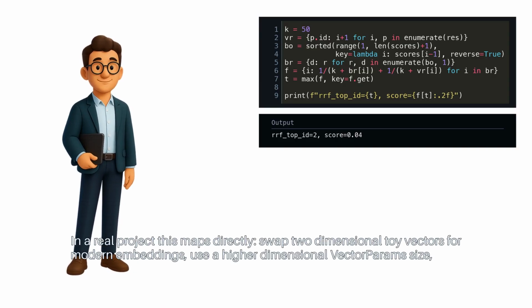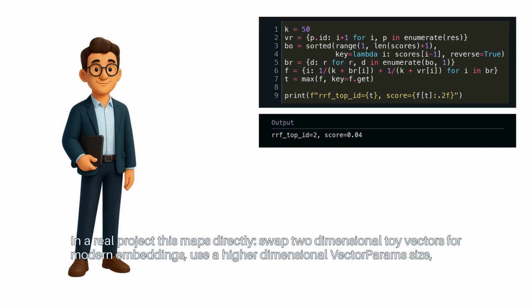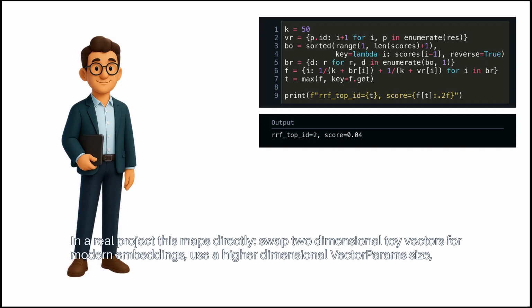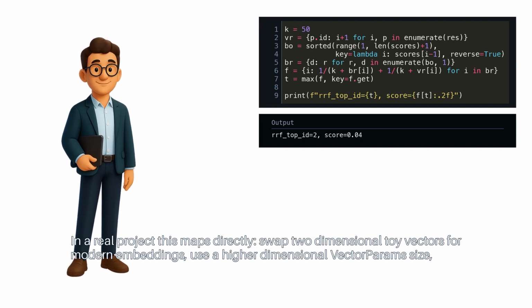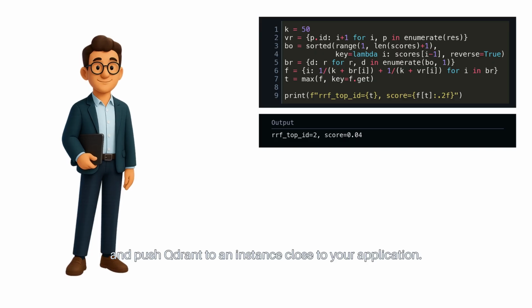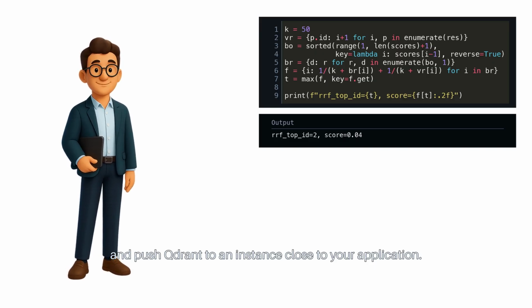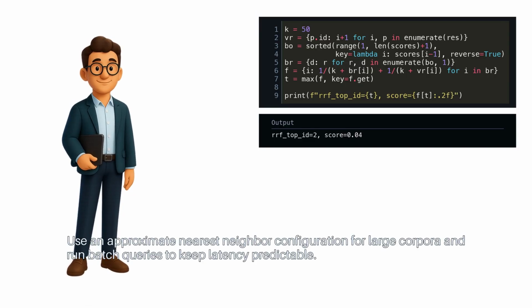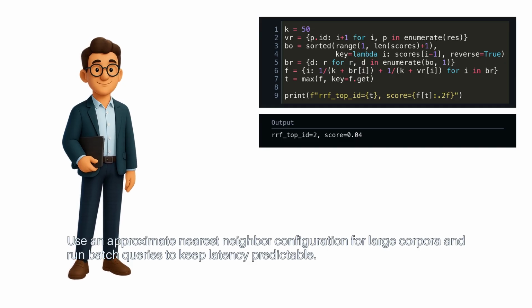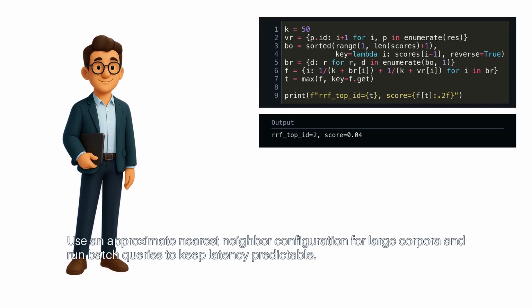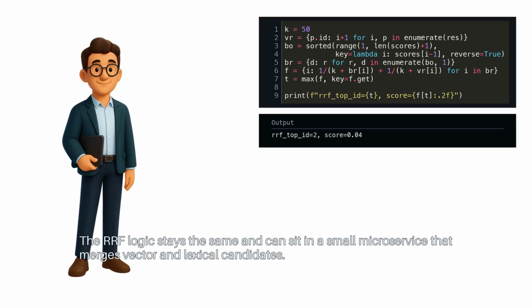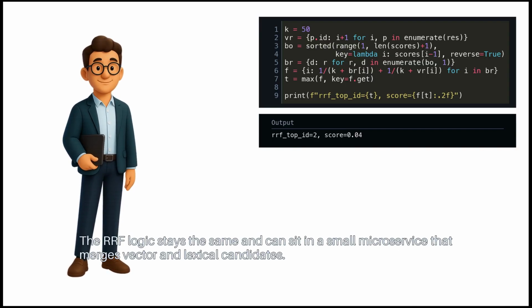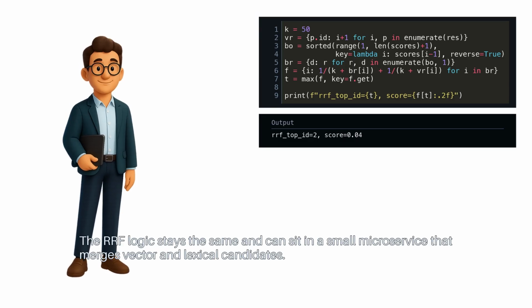In a real project, this maps directly. Swap two-dimensional toy vectors for modern embeddings. Use a higher dimensional vector params size, and push Qdrant to an instance close to your application. Use an approximate nearest neighbor configuration for large corpora, and run batch queries to keep latency predictable. The RRF logic stays the same and can sit in a small microservice that merges vector and lexical candidates.